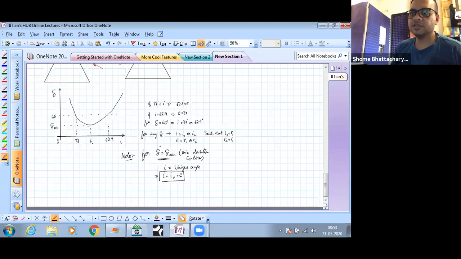And now logically you can see, because it's a unique angle, that I1 is equal to I2. From this figure, if I1 is equal to I2, that means I has to be equal to E, because I2 was nothing but E1. So there is a unique angle of incidence, not two values, a single value where the deviation becomes minimum.